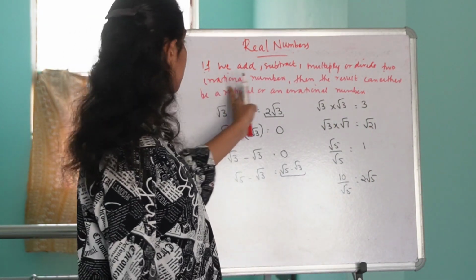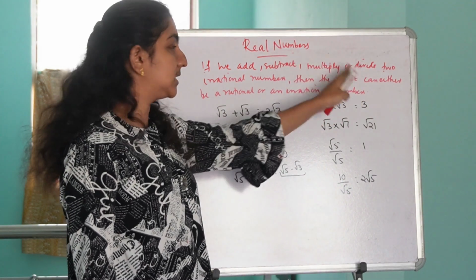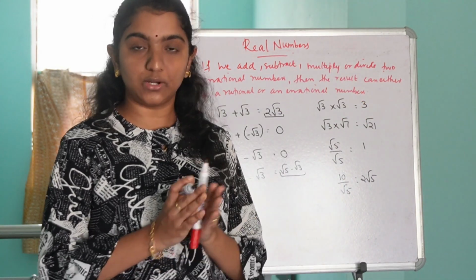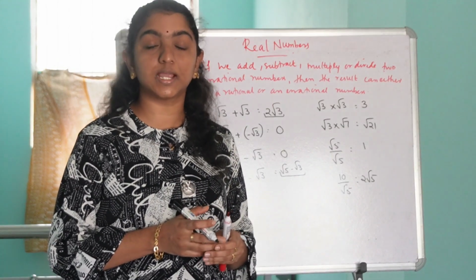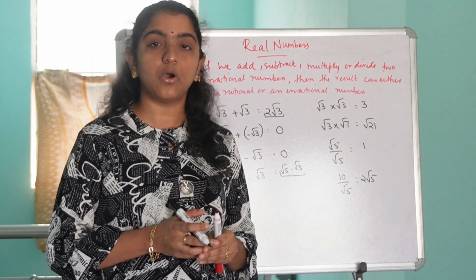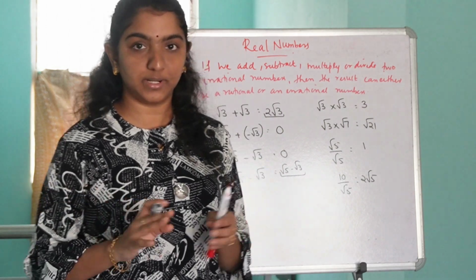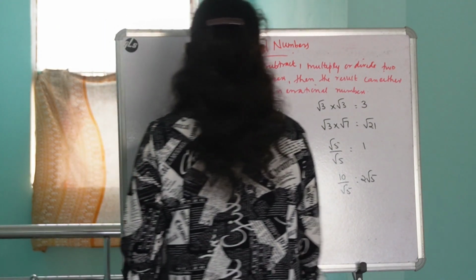So that is what is given here. When we add, subtract, divide or multiply two irrational numbers, the result can either be a rational number or it can be an irrational number. Is it clear, guys? Okay.